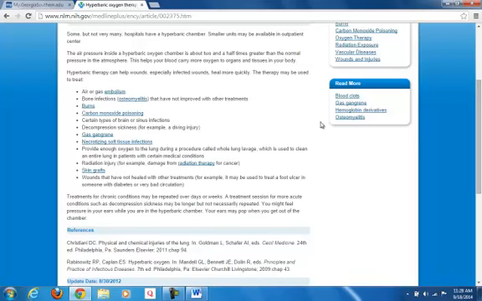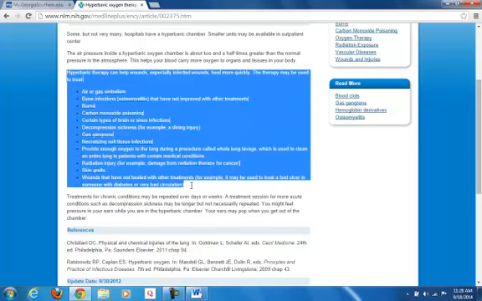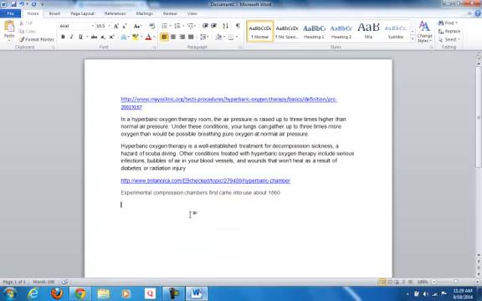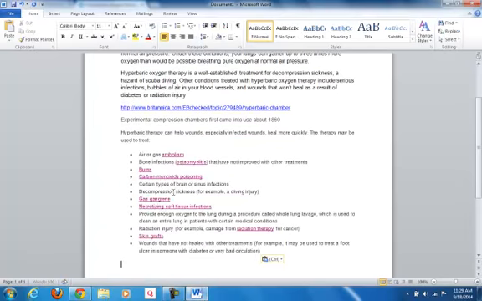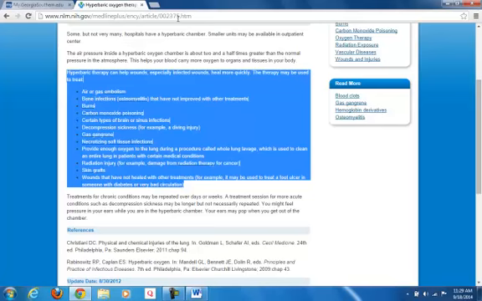I like that it gives a specific list of what wounds it can help with. So I'm going to copy that, go back into Word, paste it in, and then make sure I put my address with it so I can keep straight where I got what from where.